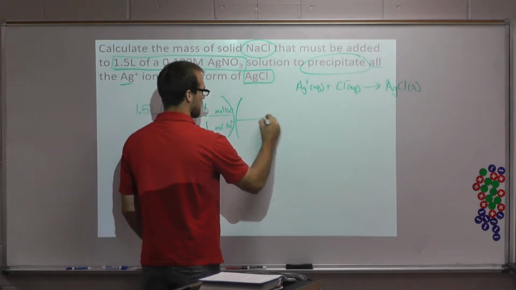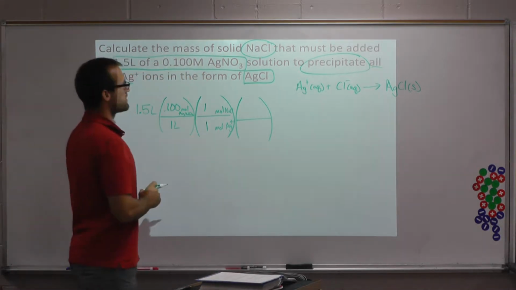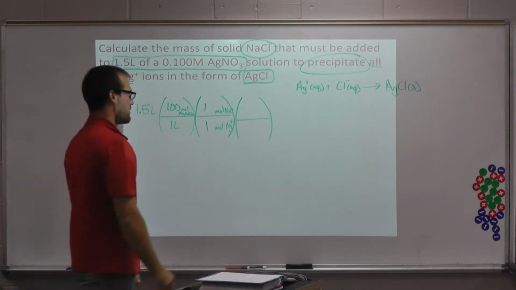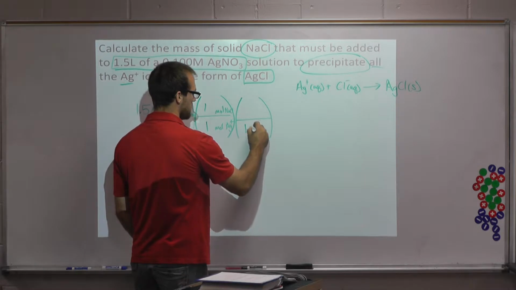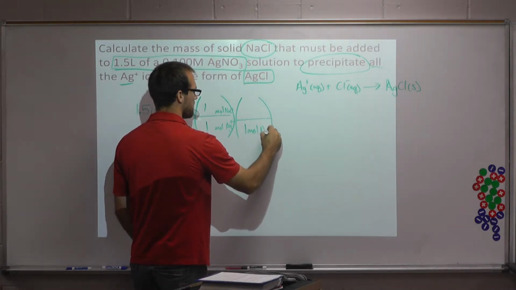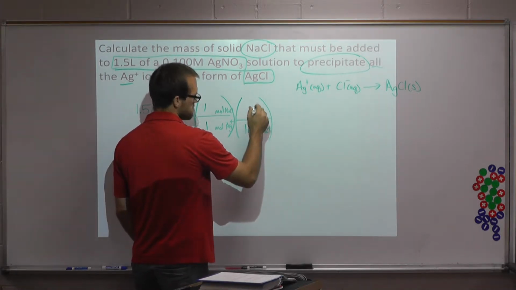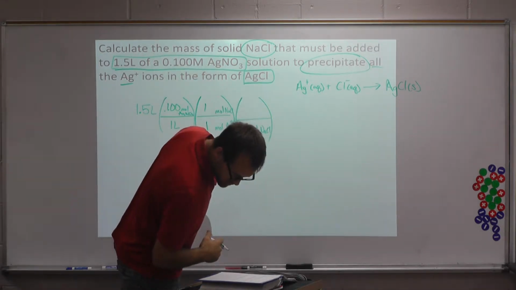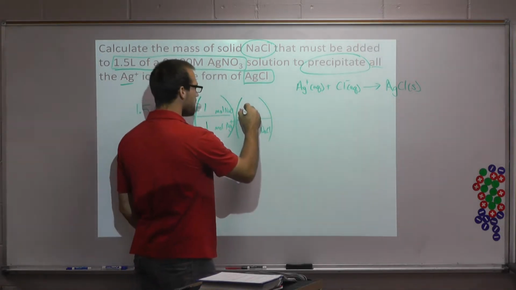And lastly, what did it say we were solving for? Mass. Well, let's find the molar mass of sodium chloride. We're done. What is it? 58.44.